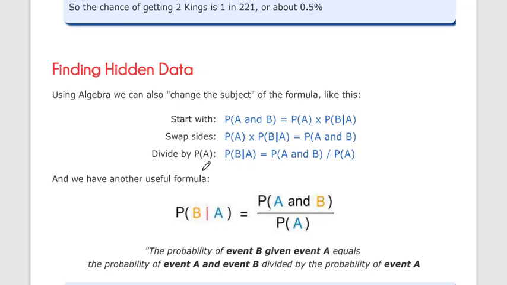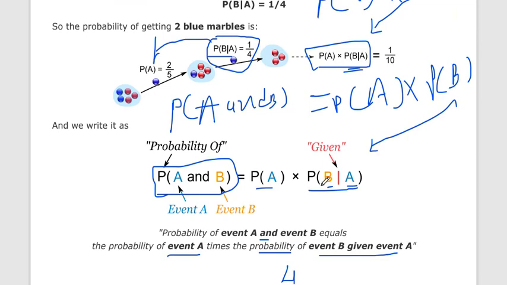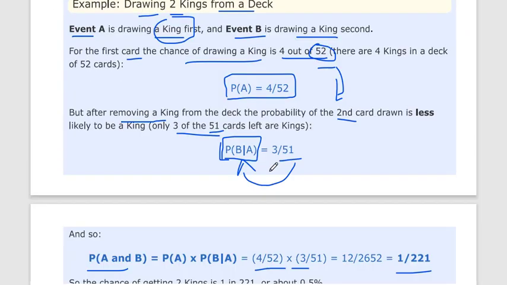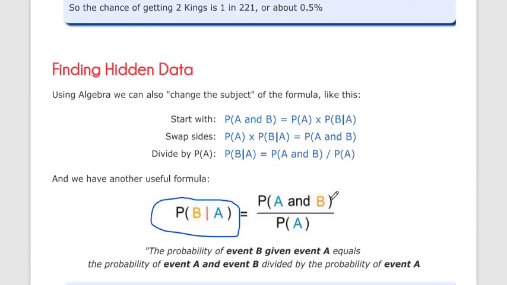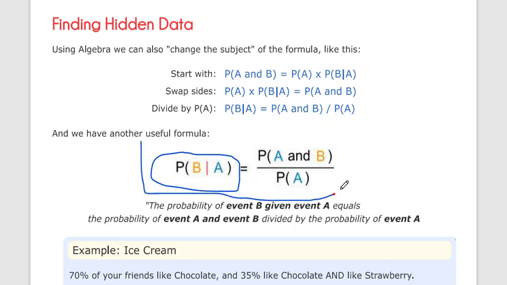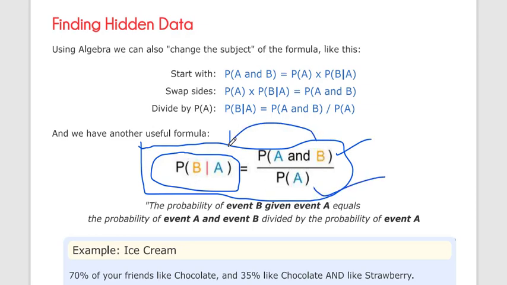Now let's say we have to find the second probability, P of B given A. For this formula, if we want to find P of B given A, we divide like this: P of A and B divided by P of A. This is also a very important formula. They have given the probability of A and B and the probability of A, and they have asked for the probability of the dependent event.